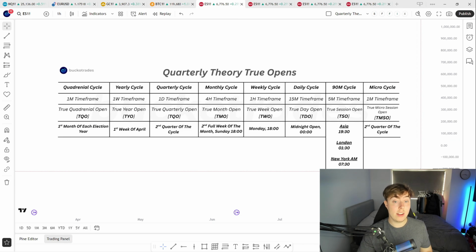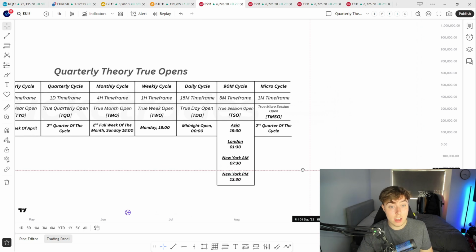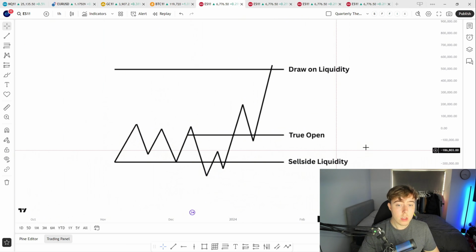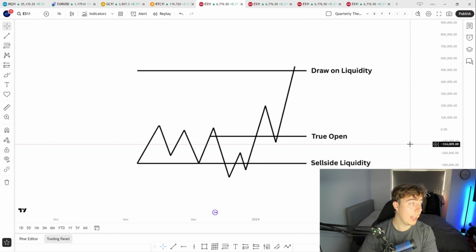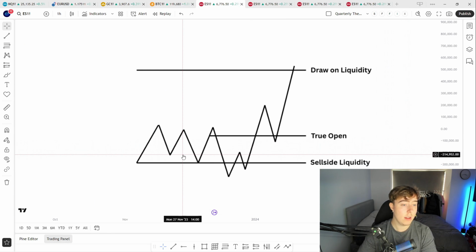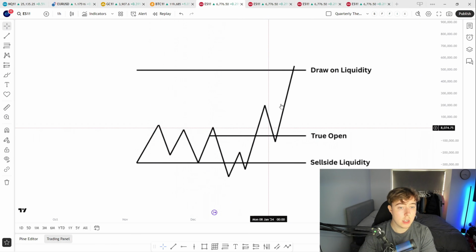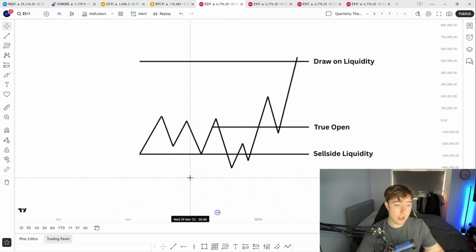So now let's go ahead and jump into a few more examples here of when and how to actually use the true opens. So here we go. We have an example right here, right? As you guys can see, this may seem pretty familiar. Accumulation, manipulation, distribution, right? So now let's imagine this price here.